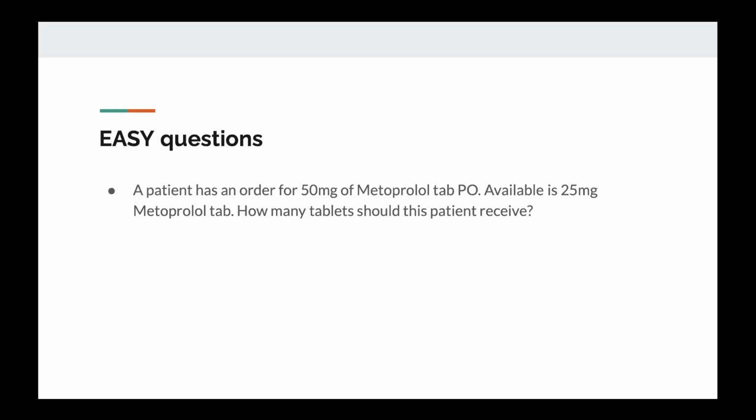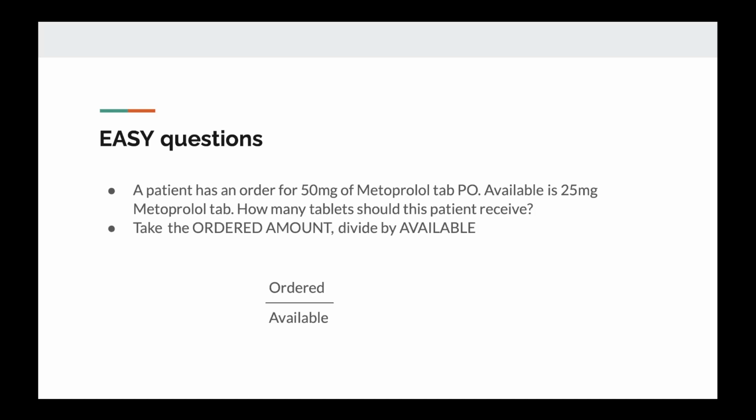So that question works the other way around too. So let's take the question and change it to 50 milligrams metoprolol tab PO. That is what's ordered, and available is 25 milligrams tab. So what did we talk about before? All you're doing is taking ordered and dividing it by what's available. So you take the 50 milligrams and you divide it by what's available, 25. And that is 2 tablets. And that makes sense, right? If each tablet is 25 and they need 50, you need 2 of them.